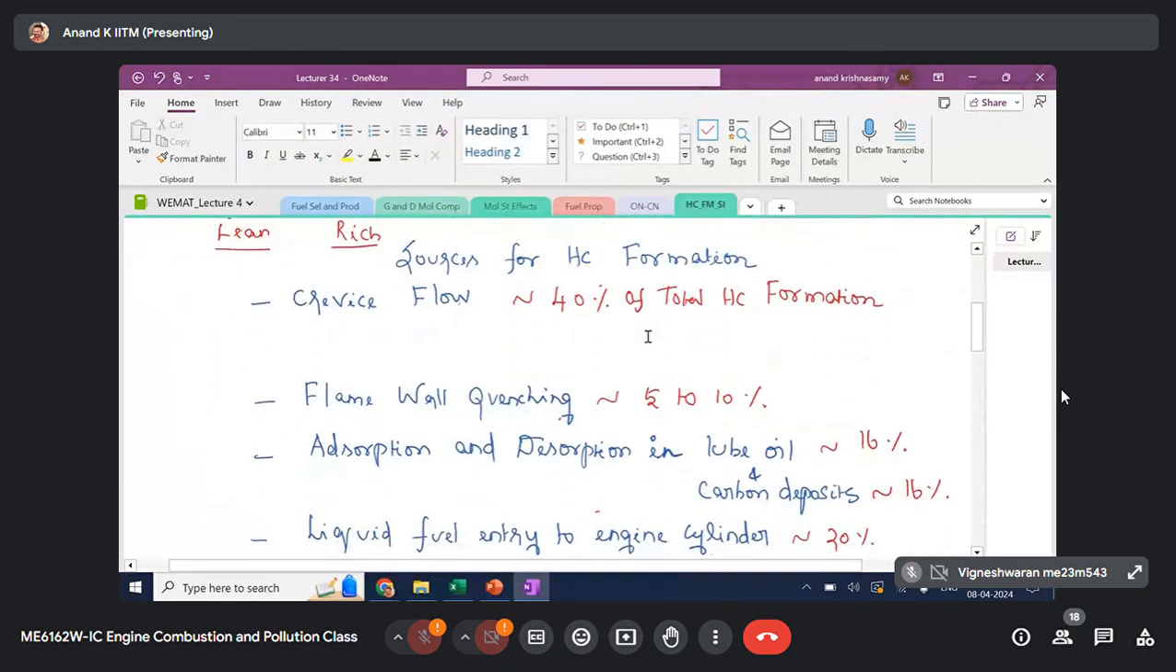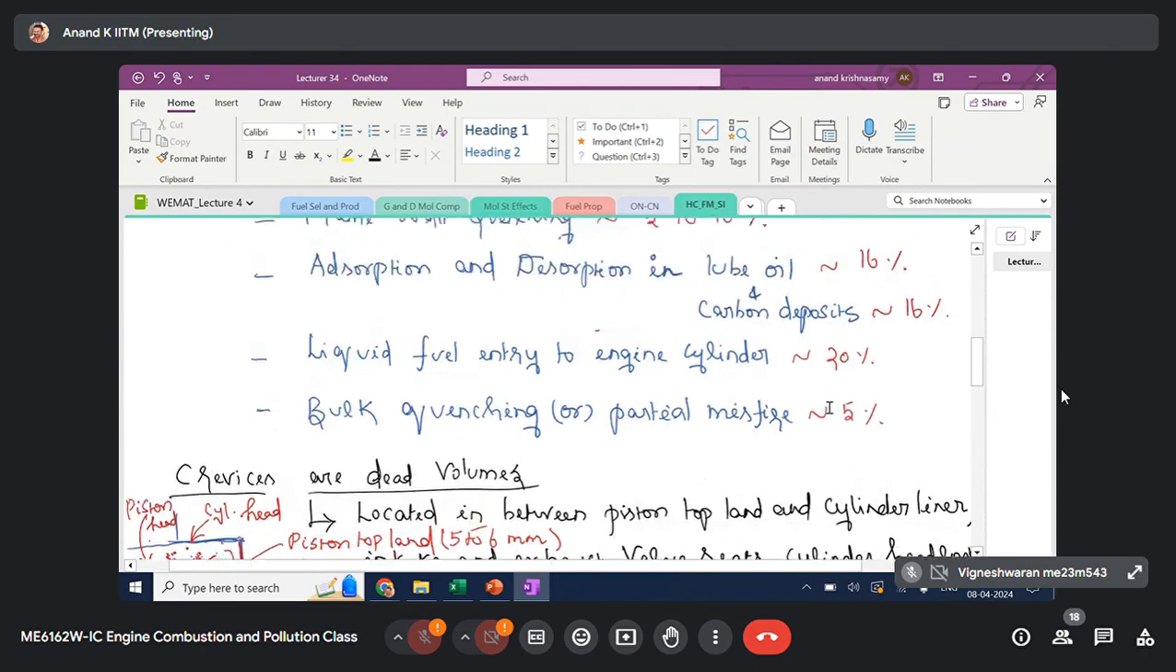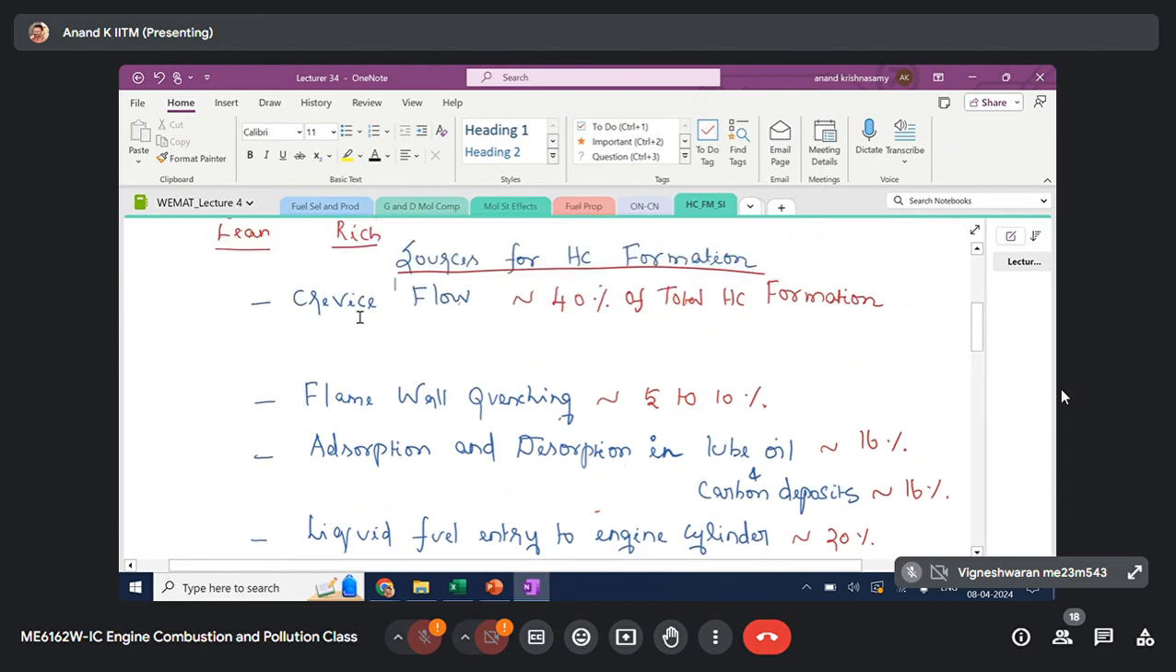Apart from this, there are various sources for HC formation, as indicated here: crevice flow, flame wall quenching, adsorption and desorption in lube oil and carbon deposits, liquid fuel entry into the engine cylinder, and bulk quenching. The number on the right hand side shows the total contribution of these particular sources to the HC emission. For example, if you look at crevice, this alone contributes 40% of the total HC formation. So it means this source is going to be a considerably influential source for forming HC emissions in a spark ignited engine.